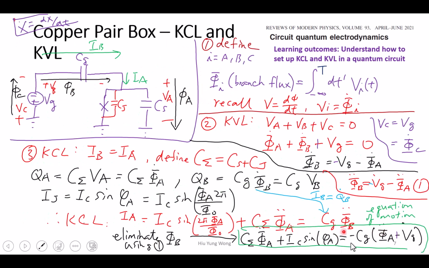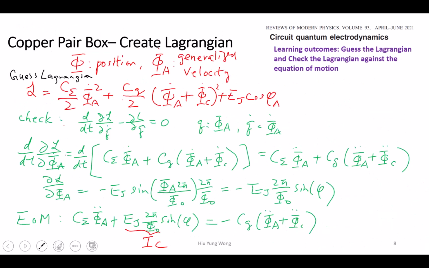This is very important. This is the equation of motion, EOM. Let me emphasize it. We came up with an equation of motion. And why do I want to do that? Because then I want to create a Lagrangian. And I can use the equation of motion to guess what the Lagrangian is. And in this case, I guess it is this.